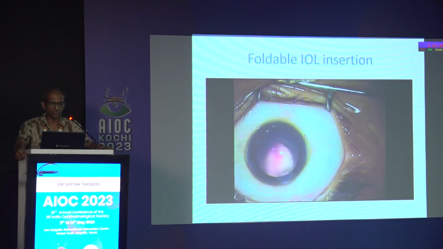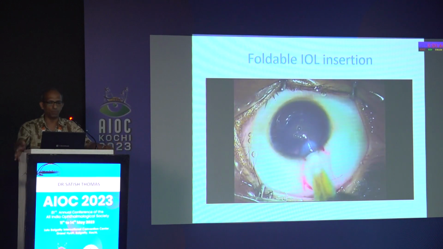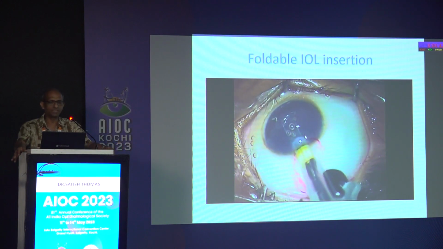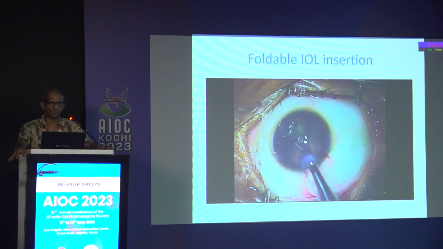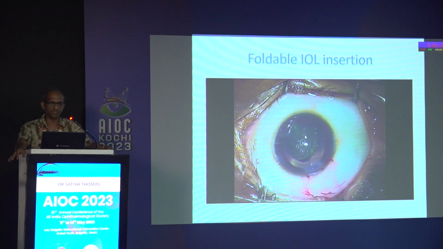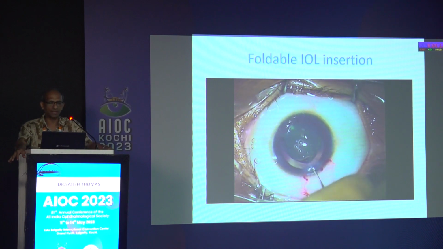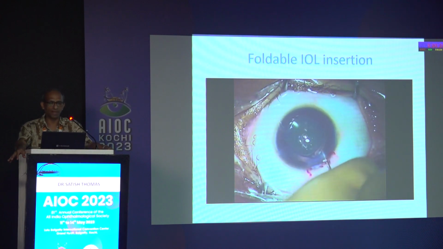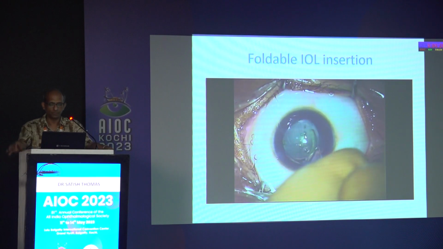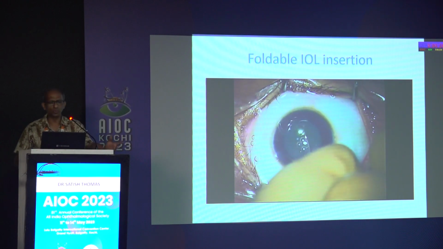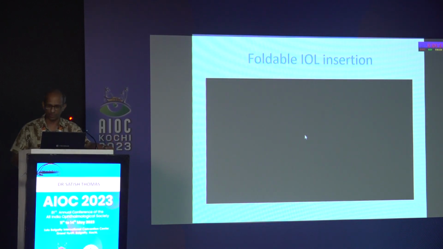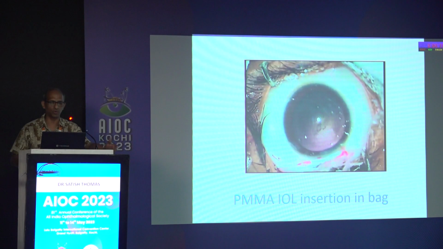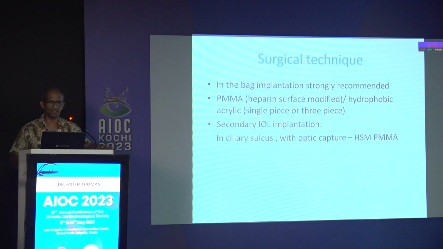An IOL insertion into a bag that's already open posteriorly needs care, can be a little tricky. Just make sure that your leading haptic goes into the bag fornix, and then you can direct the haptics into the bag carefully. You can also implant the IOL and then go behind the optic and do a rhexis after you've done the IOL insertion, so that makes it a little easier.